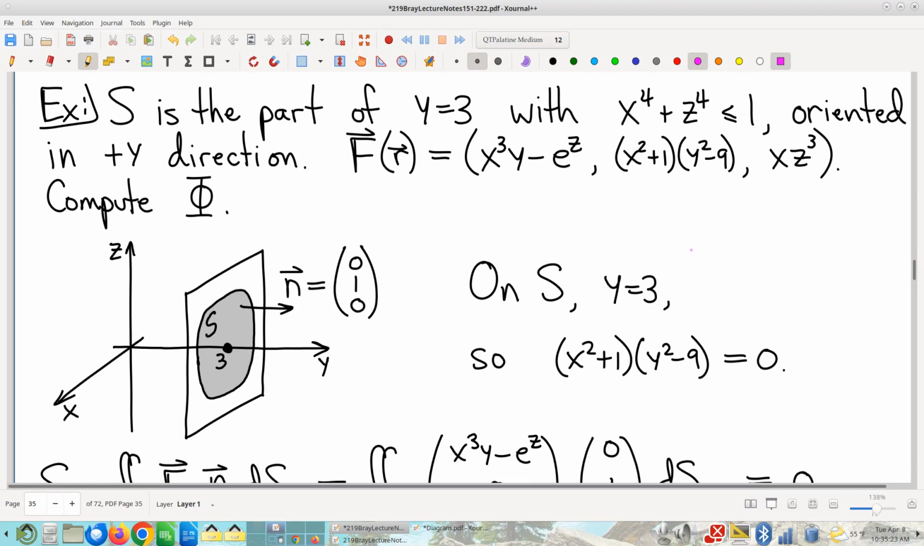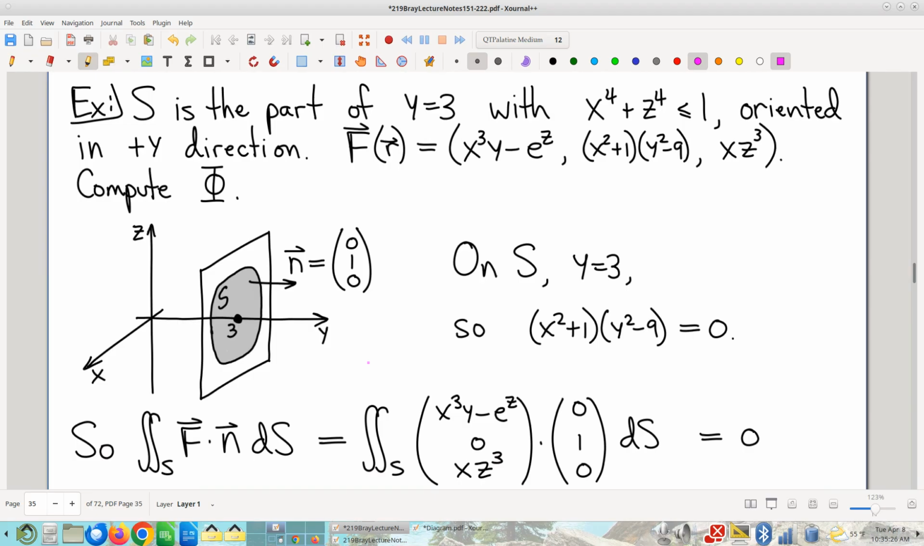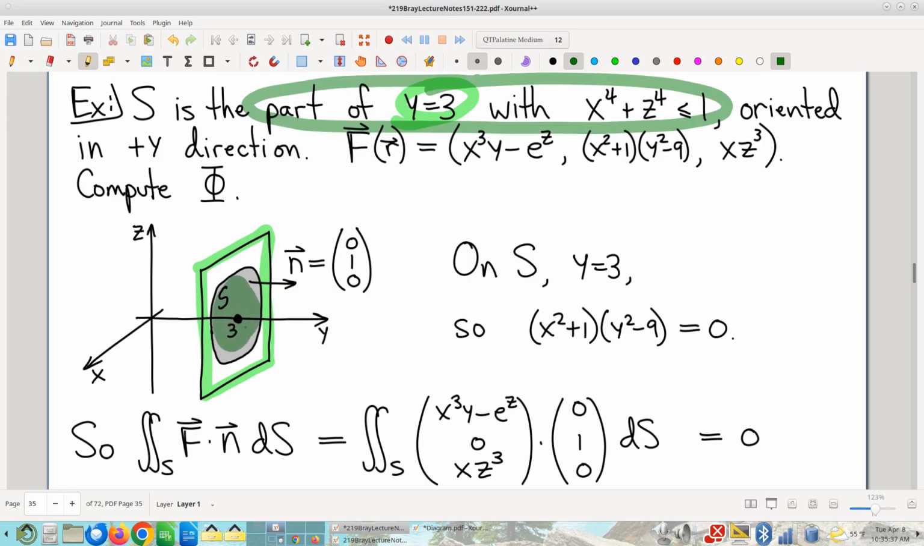Okay, here's another example. Different kind of geometric good fortune. This one with a plane. So we have this plane y equals 3, and what we're interested in is the part of that plane that satisfies a certain inequality. And y'all may recall we've dealt with something kind of like this at some point in the past. I think it might have been a homework exercise, but x to the 4th plus z to the 4th equals 1 is a round-ish thing. It's not a circle, but it's kind of halfway between a circle and a square. It's kind of a hybrid sort of curve. Okay, so that's our surface.